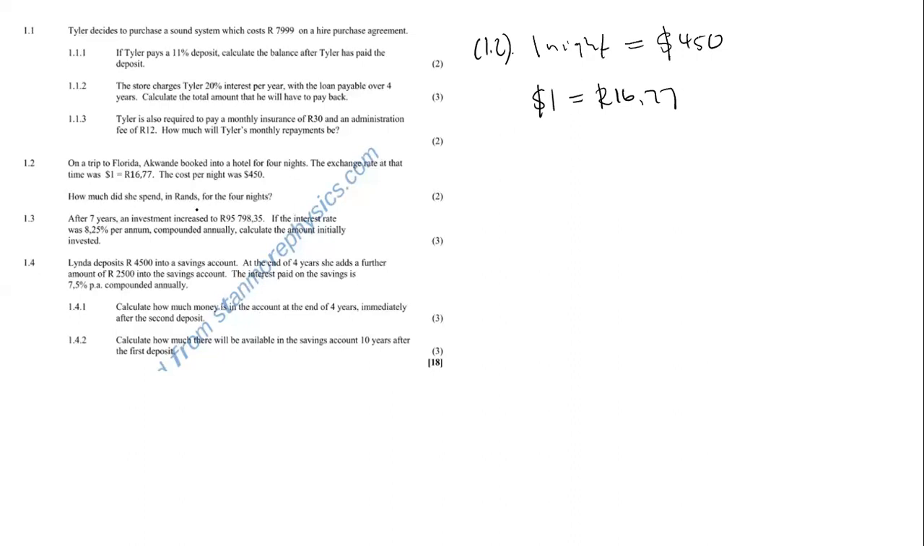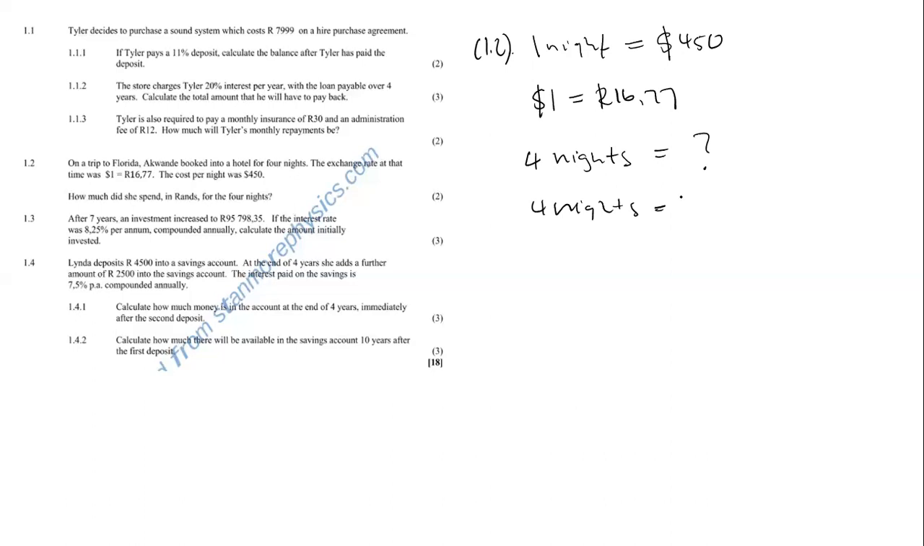So how much did she spend in rands for 4 nights? Now this is what is happening. Akwande wants to sleep there for 4 nights. So we want to know how much she is going to pay in rands, not in dollars. But before we can determine 4 nights in rands, we need to know how much 4 nights is in dollars. One night is $450. 4 nights is going to be 450 plus 450 plus 450 plus 450. Meaning for 4 nights, we need 4 450s.